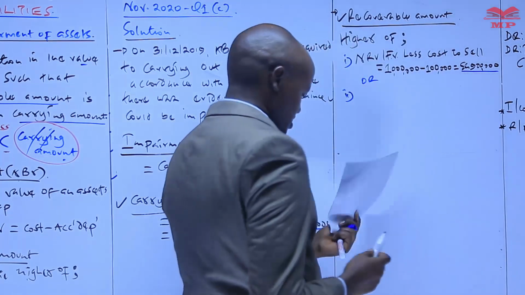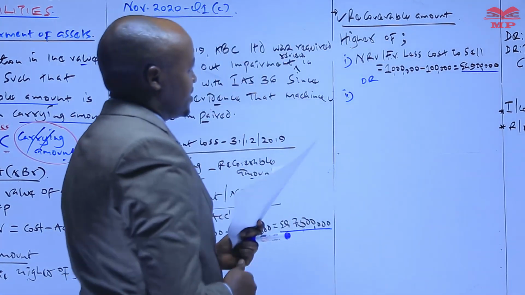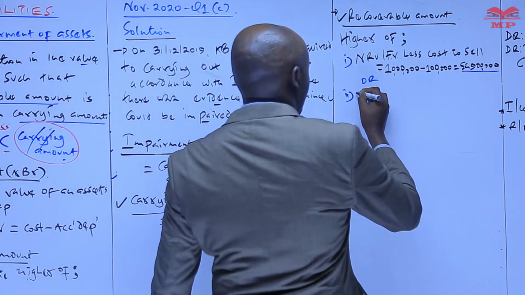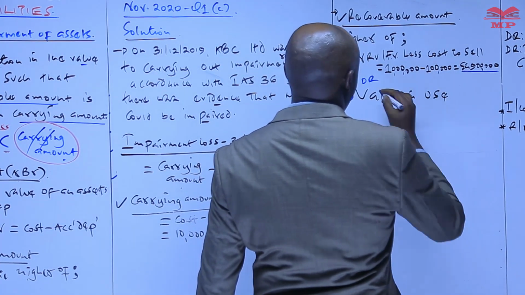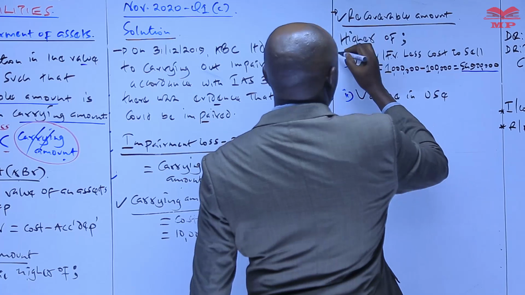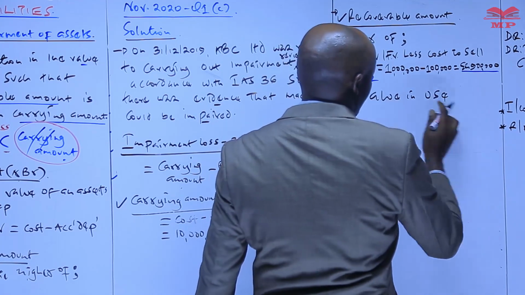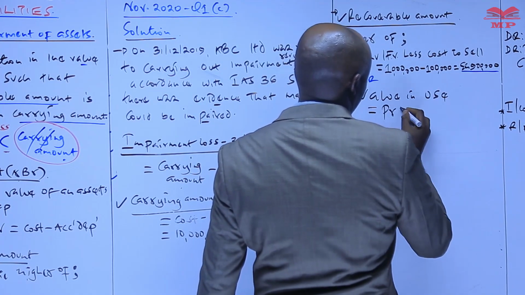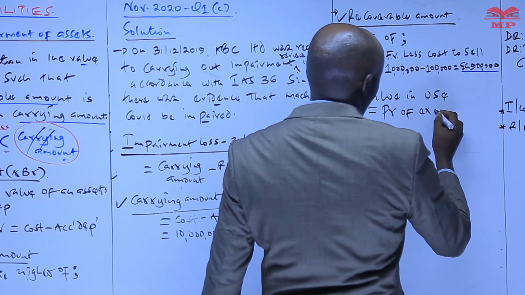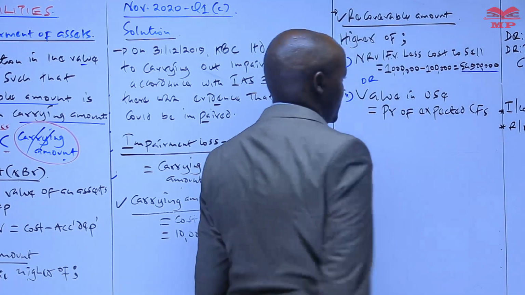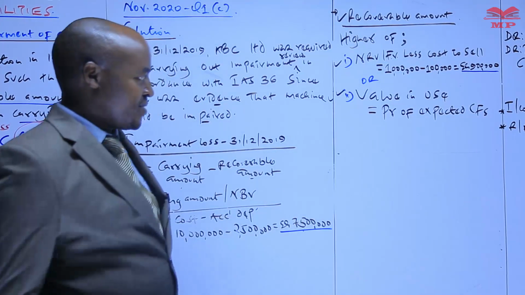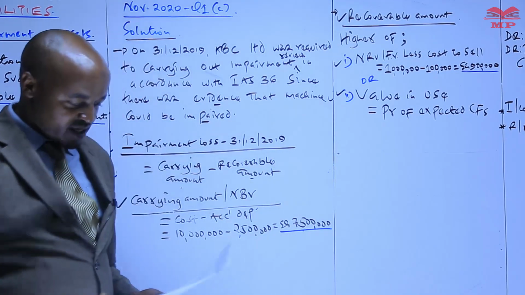So we have that. Then next, we determine the value in use. Remember, we have said the recoverable amount is the higher of these two values. So how do we determine the value in use? This is equal to the present value of the expected cash flows to be generated from the continued use of the asset and also from its disposal.